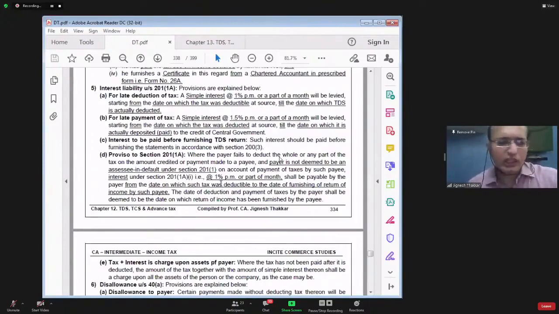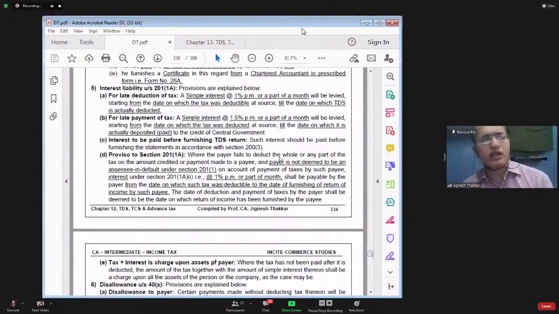See, if the payer fails to deduct the tax, or the payer deducts the tax but fails to pay the tax to the government, in that case, the payer has to face 4 consequences. Number one consequence is that the expenditure deduction will be disallowed for the expenditure.